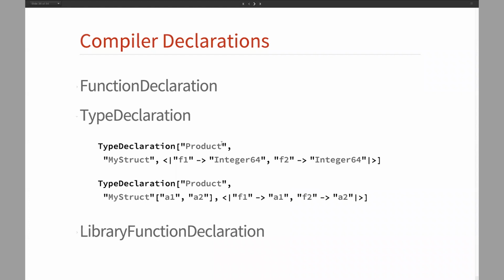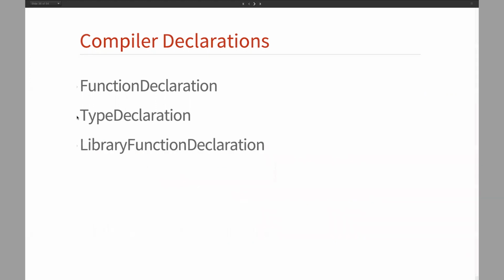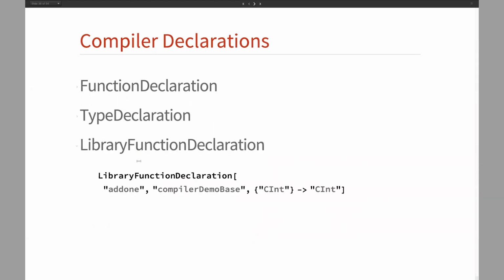We also have type declarations. And so here I'm declaring something a little bit like a struct. So this is one where the struct contains fixed types. And this is more like a polymorphic struct, a struct that contains itself. I haven't said what it contains. I've just said it contains something. And that can be useful.